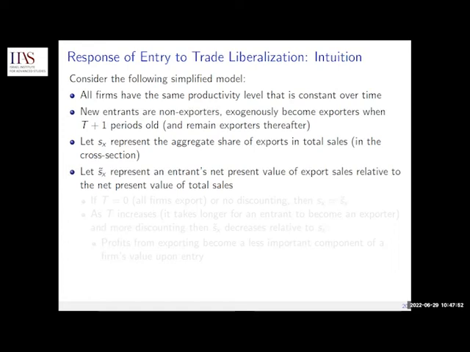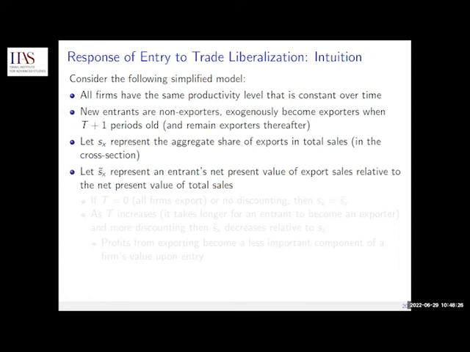And then S tilde X is going to be from the entrant's point of view and only forward looking. So SX is exactly that same ratio, but for an entrant: what is the net present value of its export sales relative to its total sales? Which is telling me, from the point of view of an entrant, how important exporting is going to be in my total profits, right? Versus this one, which is saying, in the aggregate in the economy, how important is exporting overall, okay?